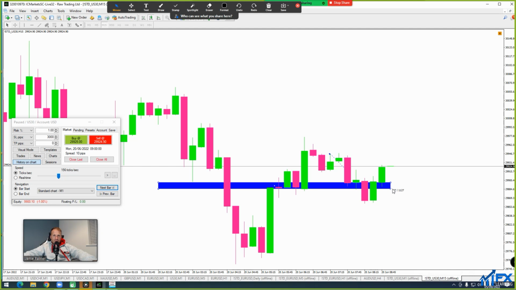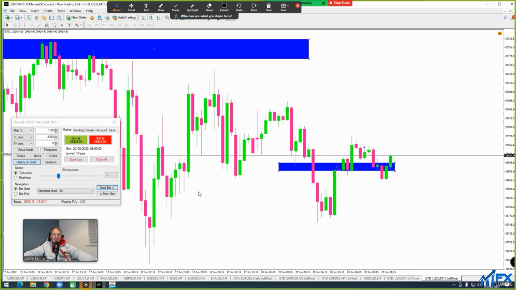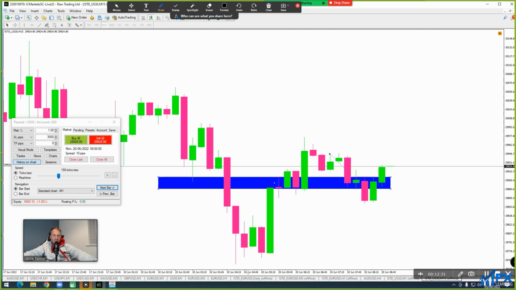It's probably better if I draw it there. That might be a little bit better. Okay, can you see the break and retouch still? Where do we enter here? I think it was here, wasn't it? Now this is still valid, because we're still at this area. And this is sometimes where I say, when you draw your support and resistance, it doesn't have to be perfect. It doesn't have to be to the certain pip.